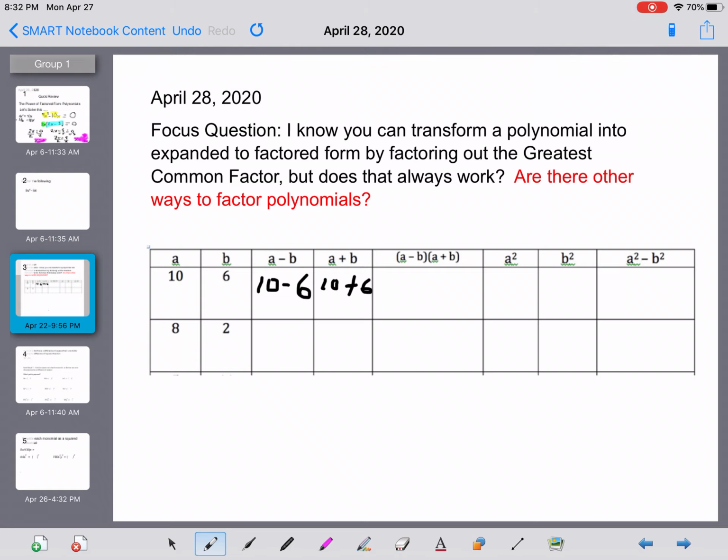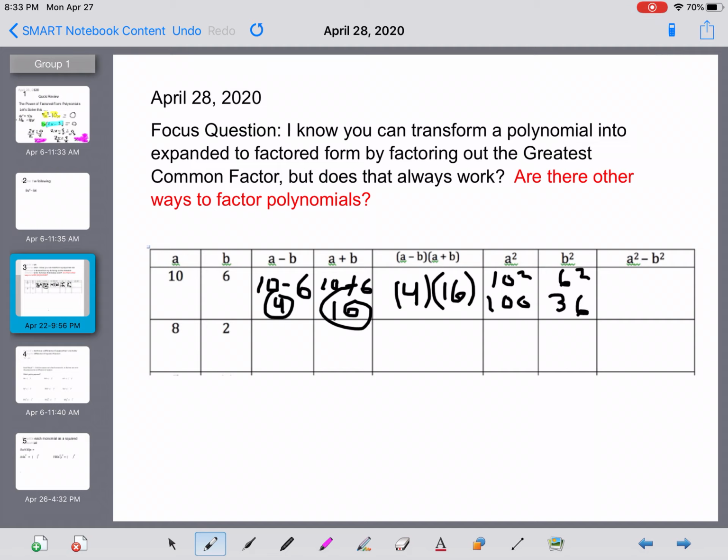And actually, I could rewrite this out. 10 minus 6 is 4. 10 plus 6 is 16. So now we have A minus B, which is 4, times A plus B, which is 16. Now, A squared is 10 times 10, so 10 squared, which is 100. And then B squared is 6 squared. It's 36.